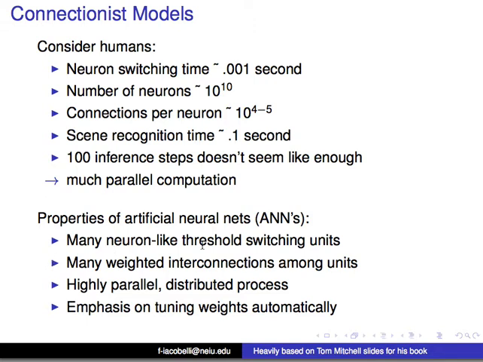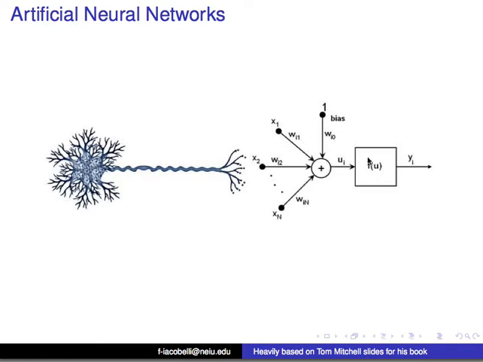There are many neuron-like threshold switching units, which are the structures that I showed you in the slide before. There are many weighted interconnections among units, which I also explained before. It's a highly parallel distributed process, with an emphasis on tuning weights automatically. So the idea is that these weights that determine which signals are more important will adjust automatically depending on what the goal of the output is.